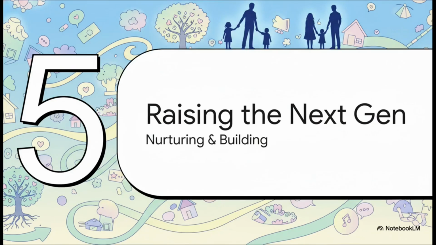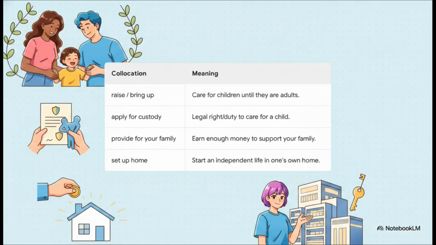All right, for our final section, let's get into the work of family life that never really stops, raising the next generation. This is all about nurturing and building, and, you guessed it, it comes with its own set of essential phrases. We talk about raising or bringing up children. That's the whole long-term gig of caring for them until they're adults. In situations like a divorce, a parent might have to apply for custody. Of course, a core responsibility for many is to provide for your family, meaning earning enough money to support everyone. And a huge milestone is when you set up home, starting your own independent life.